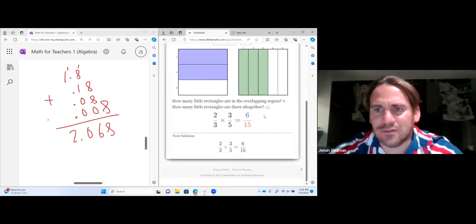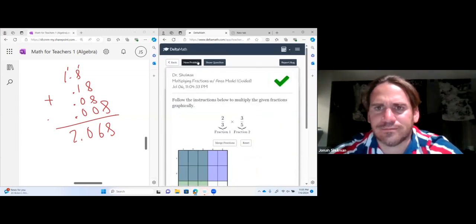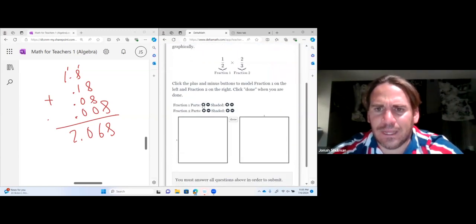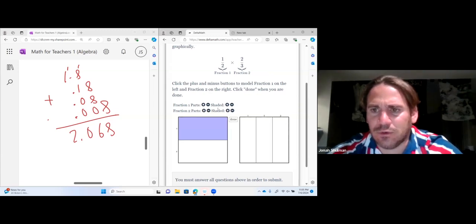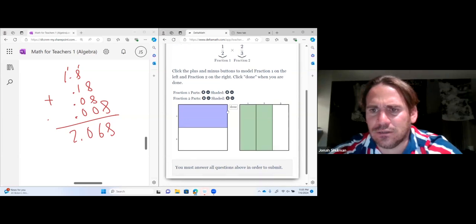We did it. Might as well do another one because that was cool. All right, we got 1/2, so that's 2 parts. Whoa, 2 parts, 1 part shaded. The next one is going to be 3 parts with 2 parts shaded.